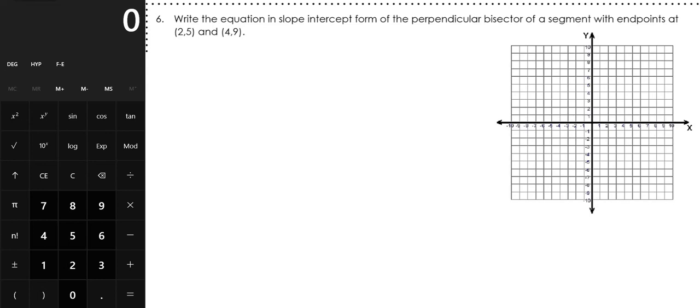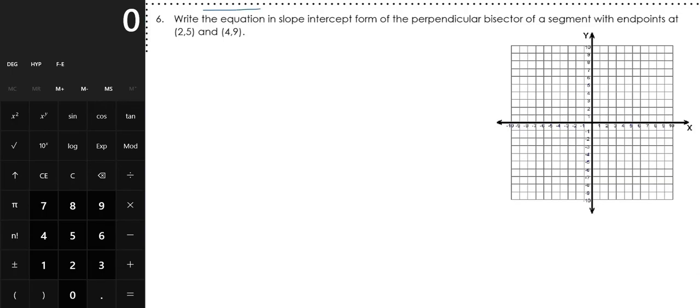Page 2, number 6. Write the equation in slope-intercept form of the perpendicular bisector of a segment with endpoints at (2, 5) and (4, 9). Okay, this is still going to be a money pays bills question. It's just a little bit trickier.